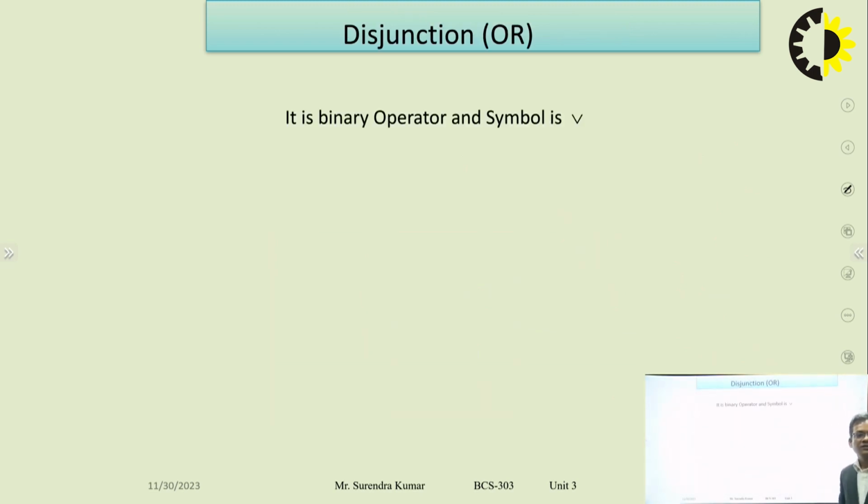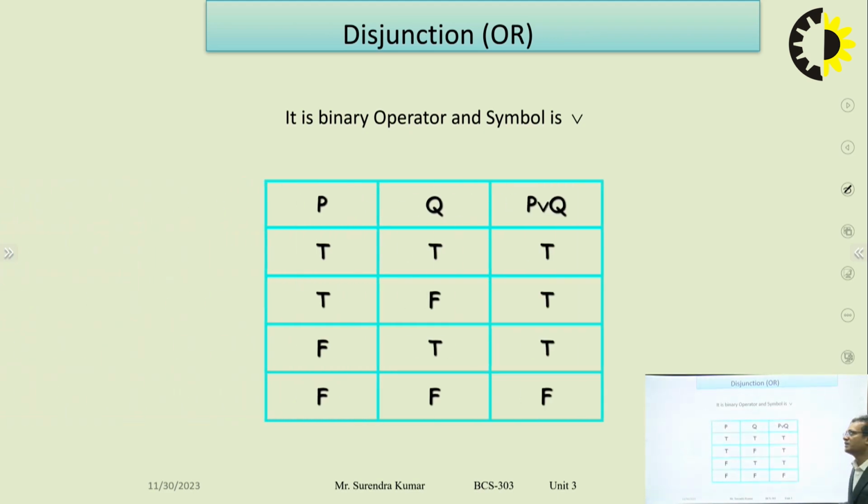Now we come to the disjunction. So disjunction basically is represented as a symbol V, or in other mathematical format plus, and you can also write it in other ways. So it is also a binary operator and you can apply it on two propositions P and Q. It is represented with the help of P or Q.